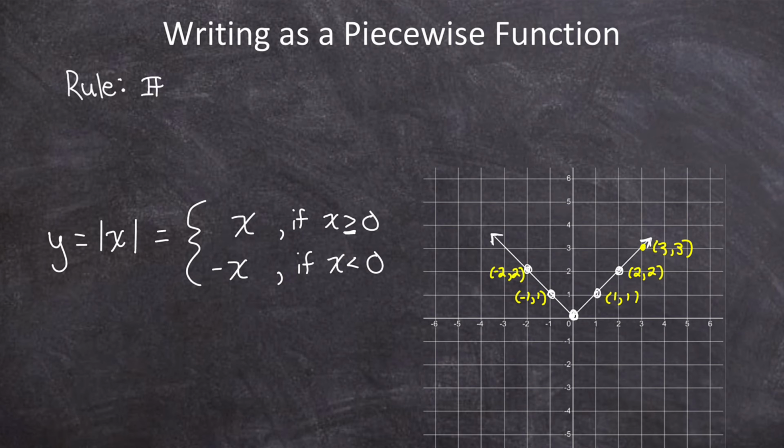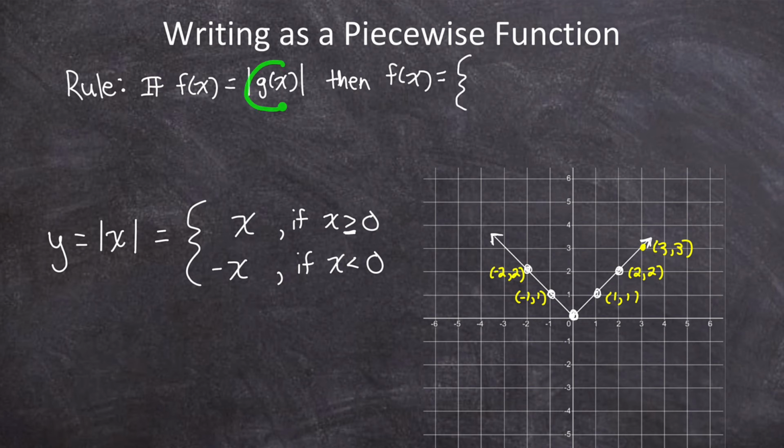If our function, f of x, is equal to the absolute value of some other function g of x, then we could redefine our function f of x as a piecewise function, so a function made up of two different functions, over different parts of its domain.